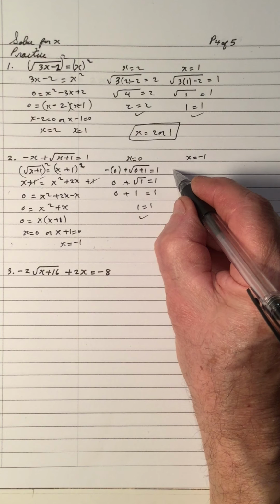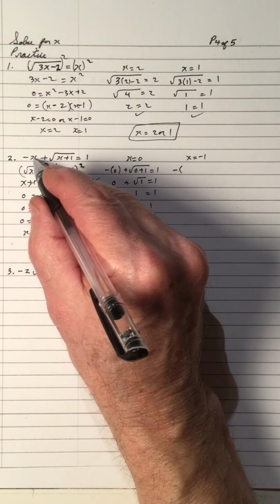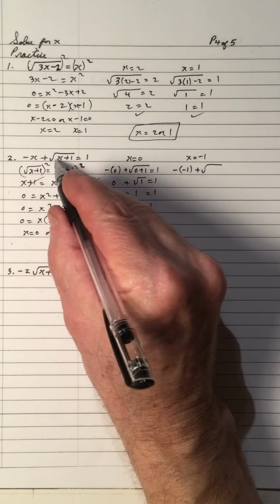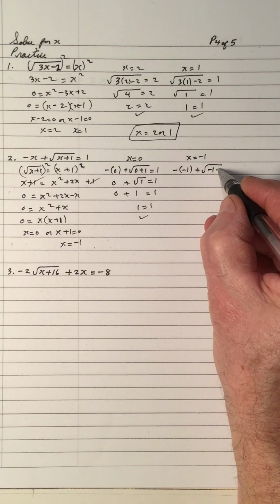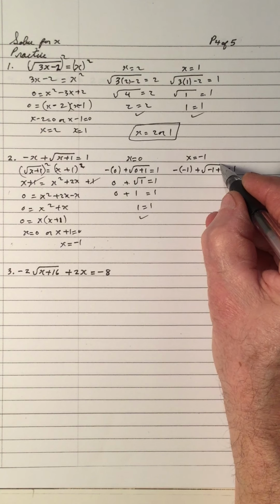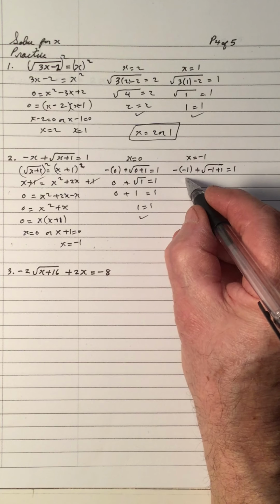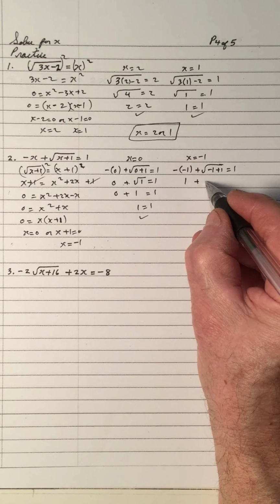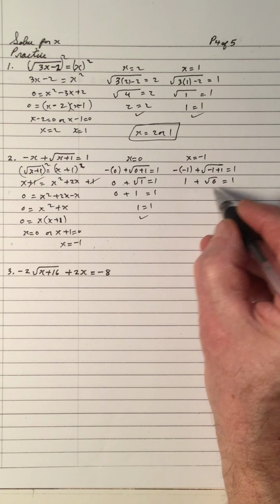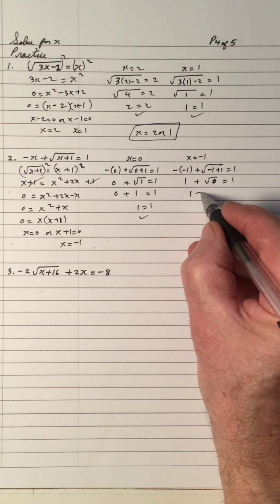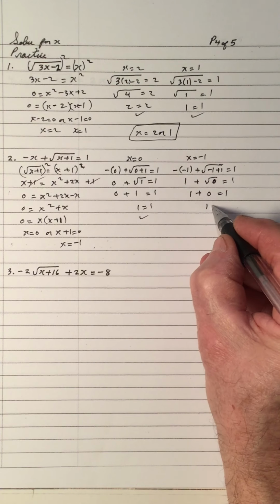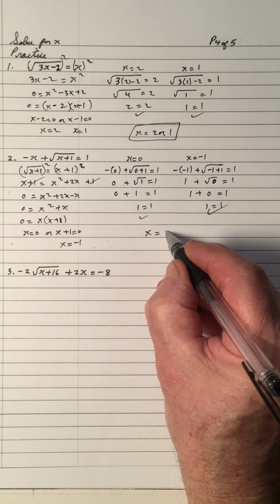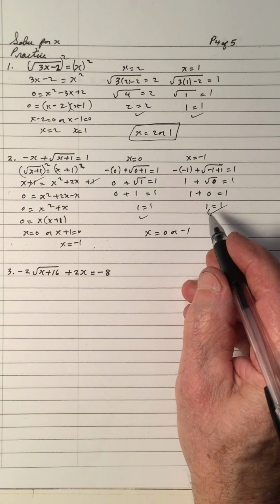And what about negative 1? So x is negative 1. Put negative 1 here. Put a negative 1 here. So the negative of a negative is a positive. And negative 1 plus 1 is 0. The square root of 0 is 0. 1 equals 1. So that one fits. So x equals 0 or negative 1.